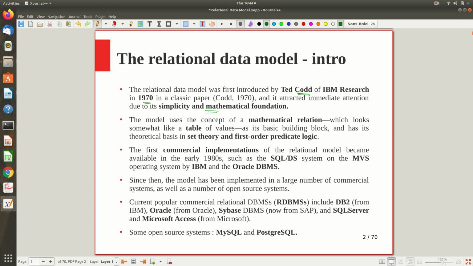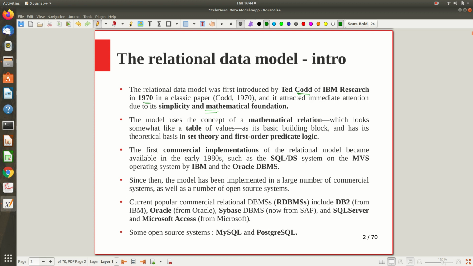So why is it popular? Along with the relational model, there are many other data models proposed by people, but out of them this became the dominating one. It is because of the mathematical foundation this model has. It's also a very simple to understand model, so that makes it a popular one. The model uses the concept of a mathematical relation.